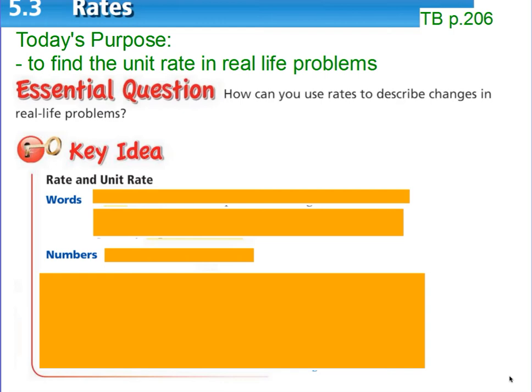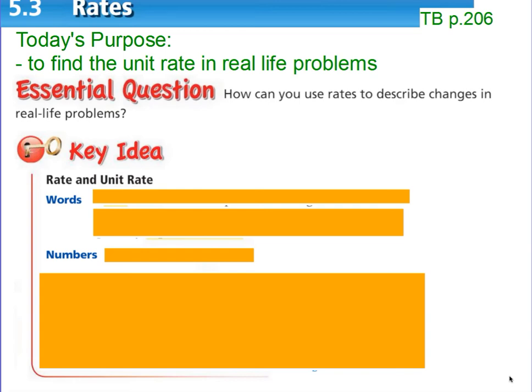Rate is a special type of ratio. In ratios, we're typically comparing, for example, if we're comparing boys and girls, they're all still people, so it's the same thing that we're talking about. If we're comparing red crayons to blue crayons, they're still all crayons. If we're comparing quarters to pennies, it's still all money.